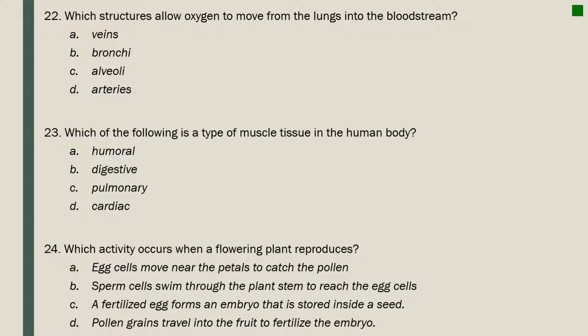24. Which activity occurs when a flowering plant reproduces? A. Egg cells move near the petals to catch the pollen. B. Sperm cells swim through the plant stem to reach the egg cells. C. A fertilized egg forms an embryo that is stored inside a seed. D. Pollen grains travel into the fruit to fertilize the embryo.